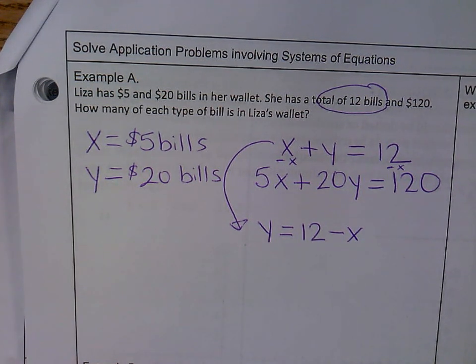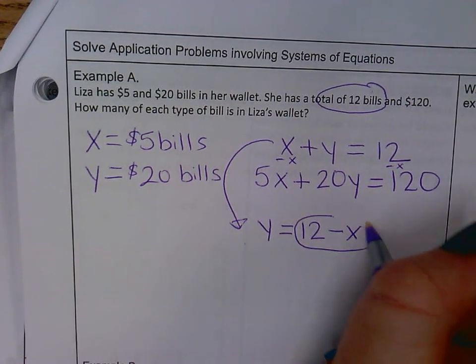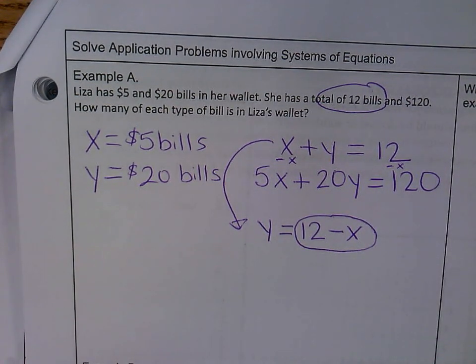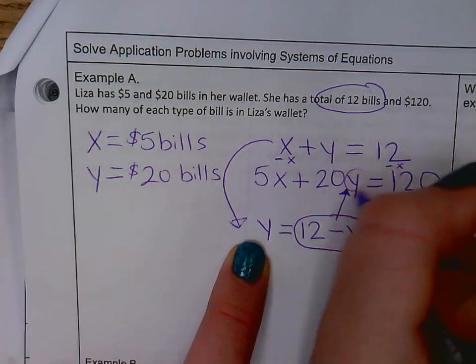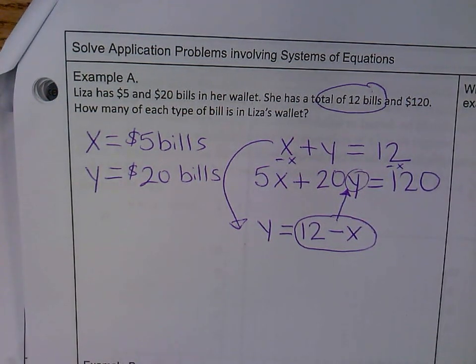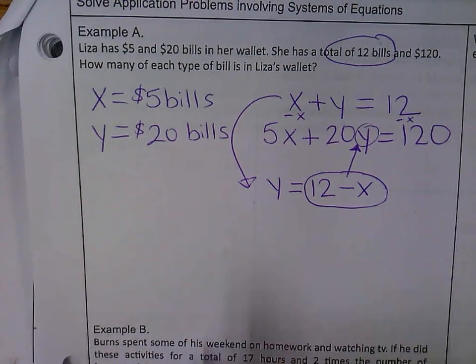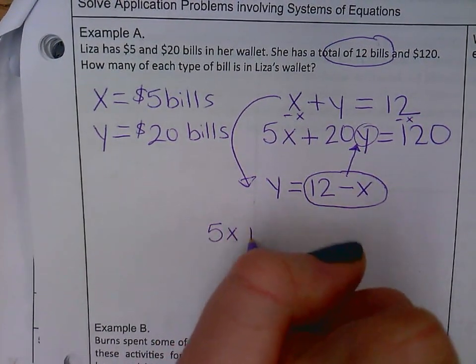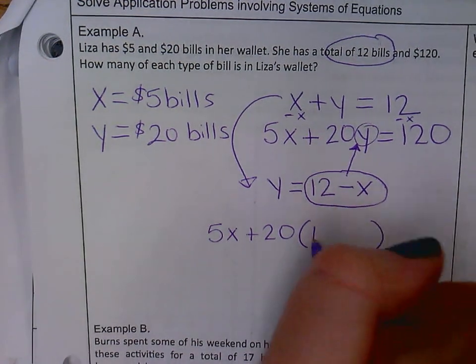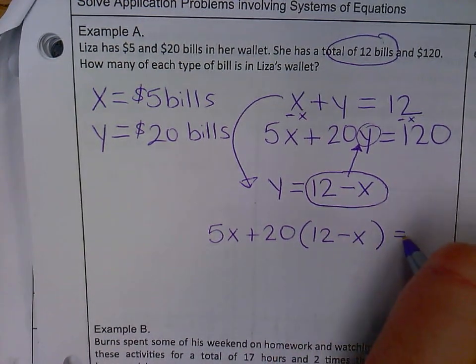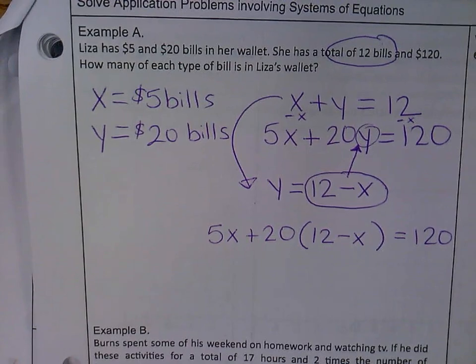What's my next step for substitution? I'm going to circle this. Where should I draw an arrow to? I'm substituting it in for Y in the second equation right there. So let's rewrite the second equation. Now I have 5x plus 20, and I'm substituting in 12 minus x, and then the equals 120 stays the same.